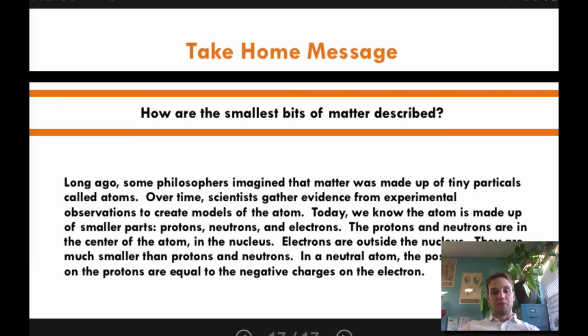Kind of remarkable. Take-home message: how are the smallest bits of matter described? Well, there's a summary of what we talked about. You can summarize on your notes. You don't have to write word for word all of that, but you do need to summarize.